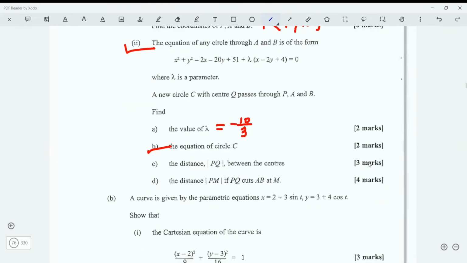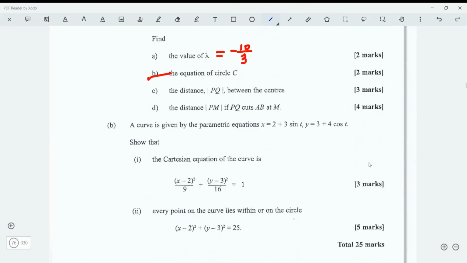It says a curve is given by the parametric equation x equal 2 plus 3 sine t, y equal 3 plus 4 cos t, and it says show that the Cartesian equation of the curve is this. So we can do that right here.